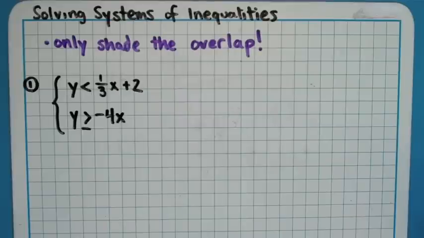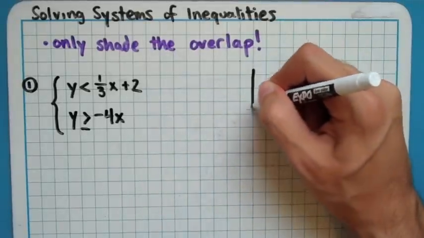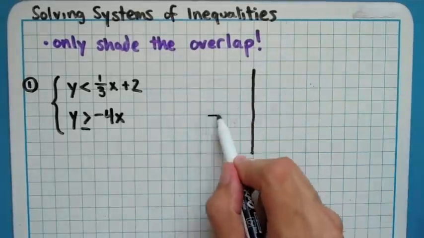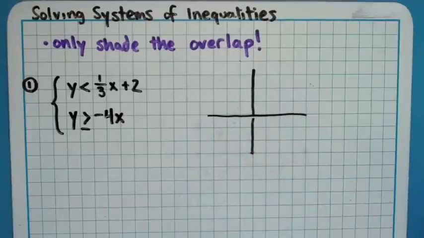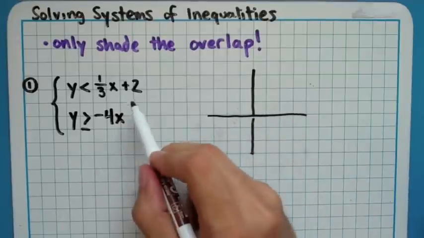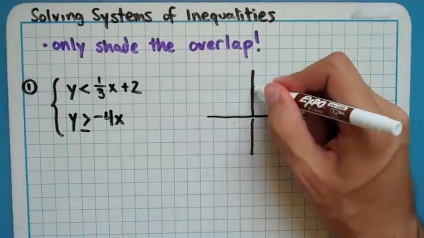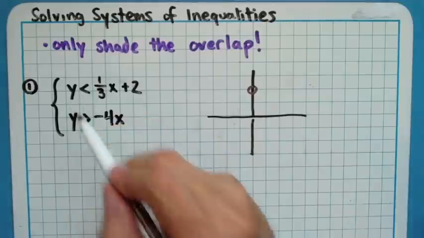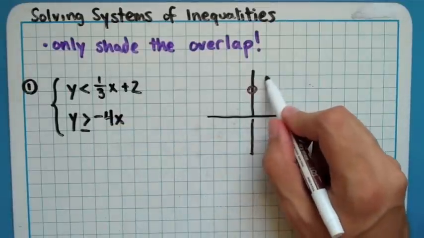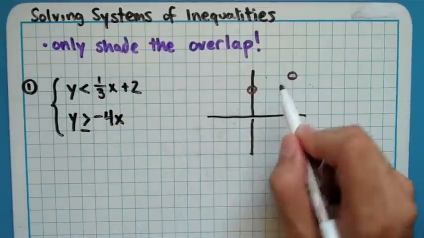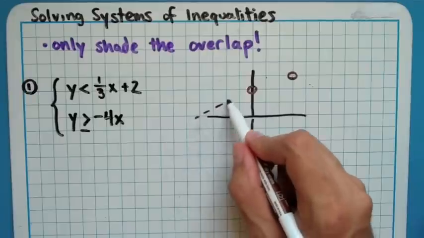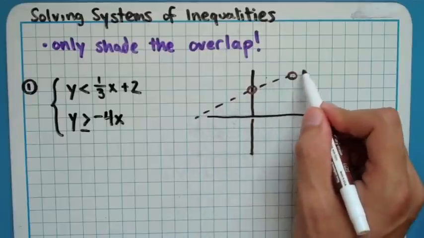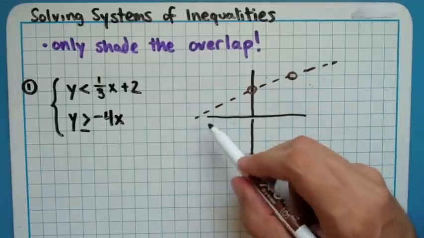So, we want to graph these two parts right here and see what they have in common. So, I'm going to go ahead and sketch a quick axis here, and I'll do my first equation. So my y-intercept is 2. I want open circle technically because it's just less than. I'm going to go up 1 over 3. Dotted line on this one. And I want to shade below this graph.